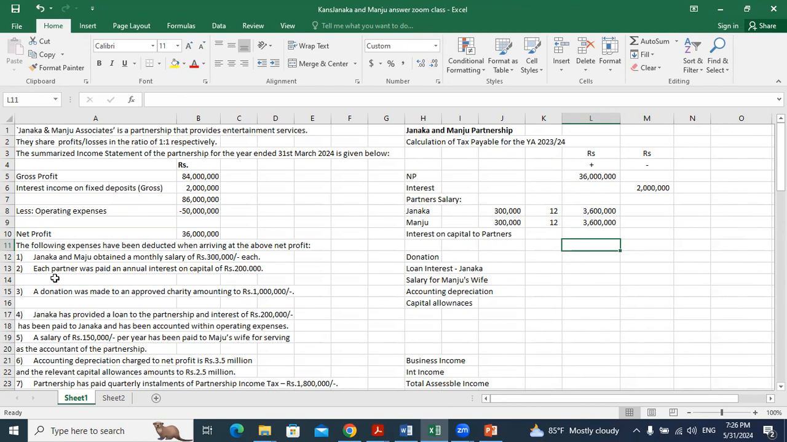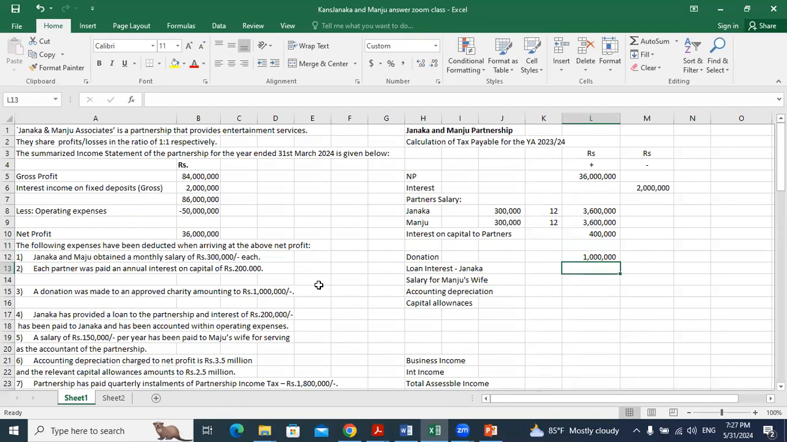Thereafter, each partner was paid an annual interest on capital of 200,000. That is 200,000 plus 200,000, altogether 400,000. That cannot be deducted. That is a benefit received by the partners. Next one. A donation was made to an approved charity amounting to rupees 1 million. Can a donation be deducted? Not only for a partnership, but also for any other person, it cannot be deducted. So we have to add back.